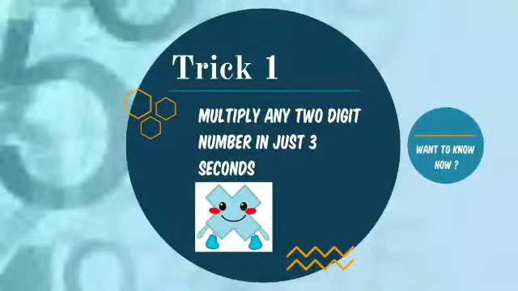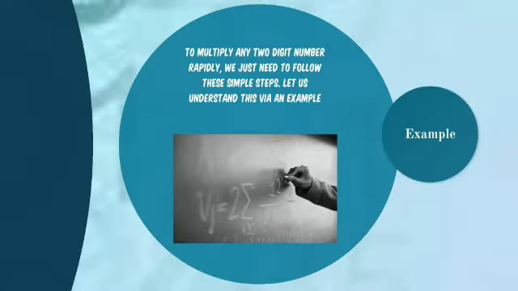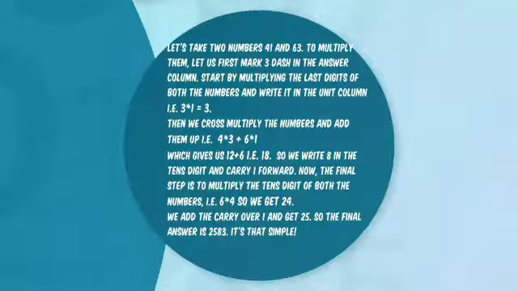Trick number 1. Multiply any two-digit number in just 3 seconds. To multiply any two-digit number rapidly, we just need to follow these simple steps. Let us understand via an example. I am taking two numbers 41 and 63. To multiply them, let us first mark 3 dashes in the answer column.